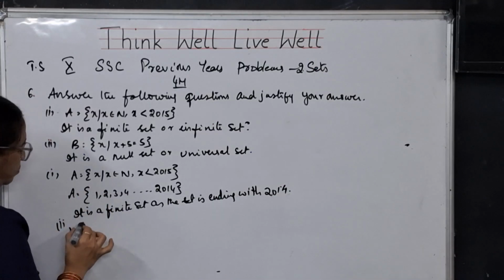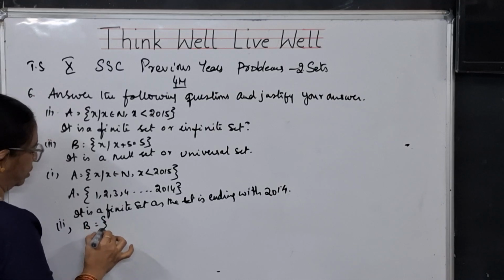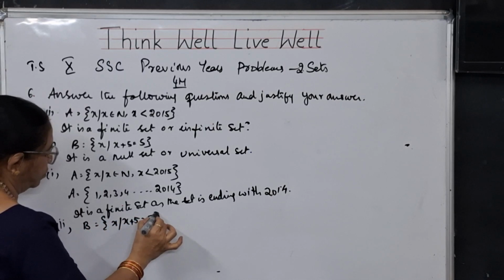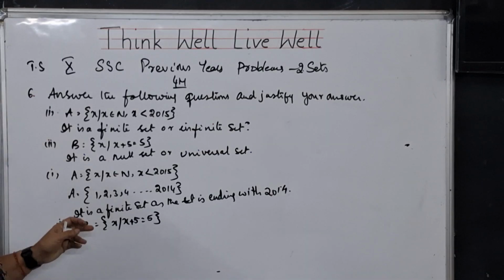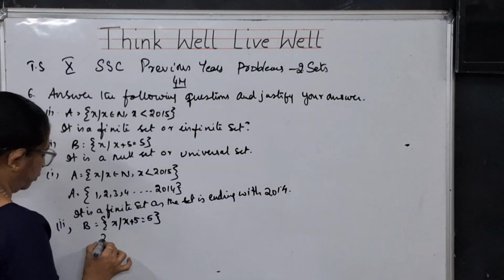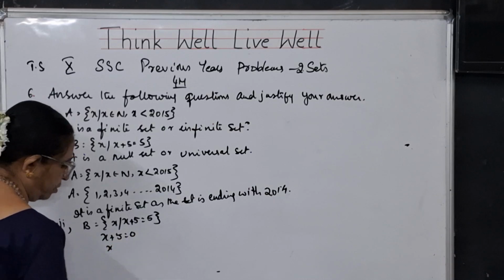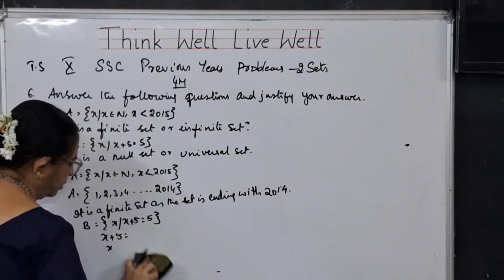And the second one, B is equal to x such that x plus 5 is equal to 5. See children, if it is a null set, see, x plus 5 is equal to 5 means what is x equal to?